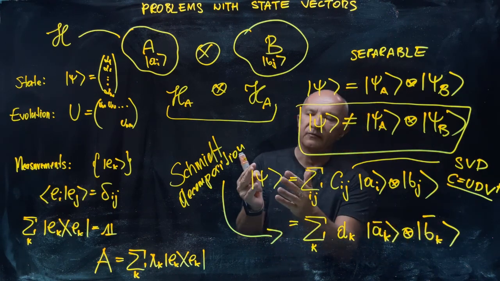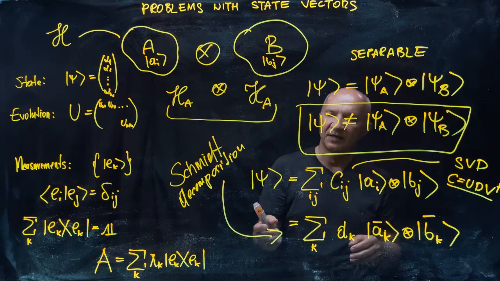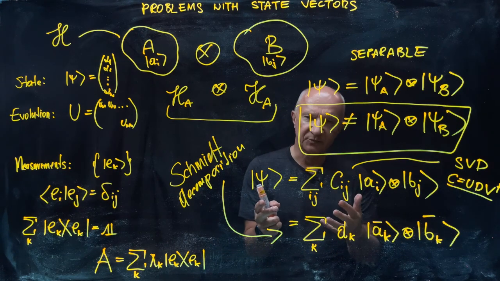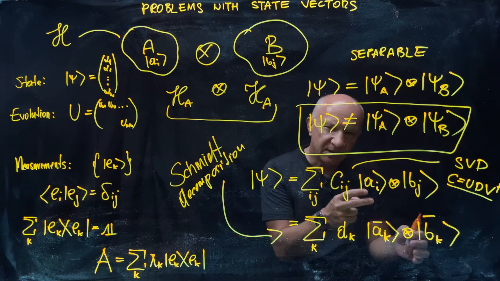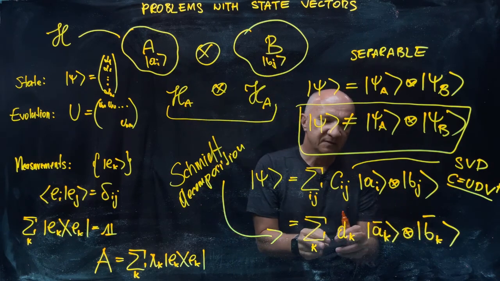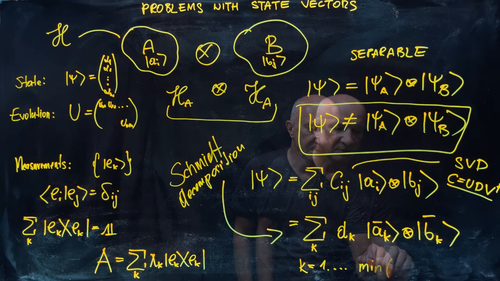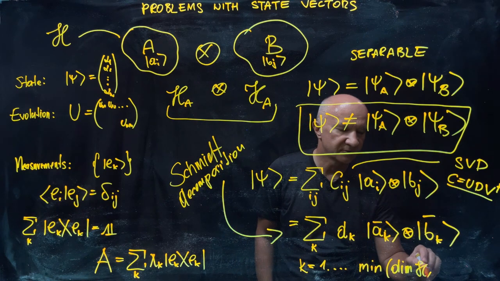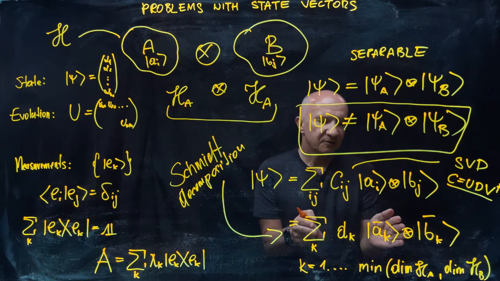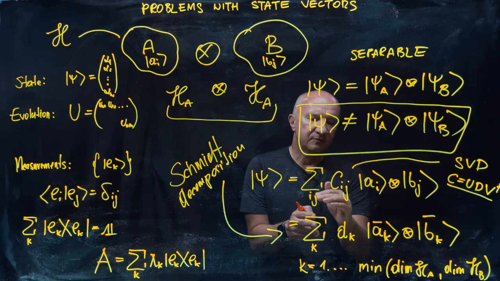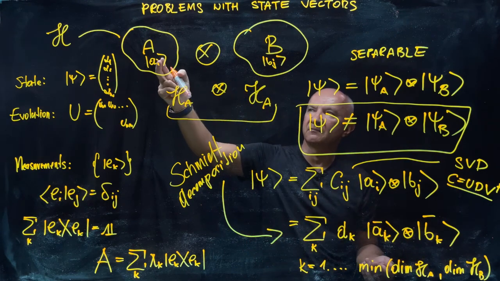So this basis depends on the state psi. That's another important thing: if you pick another entangled vector, it will have a Schmidt decomposition, but it may not be in the same basis. Now, if we have Hilbert spaces of different dimensions, then the index k goes from one all the way to the minimum of the dimension of H_A and the dimension of H_B. So the summation goes up to a value that is not greater than the lowest of the two dimensions.